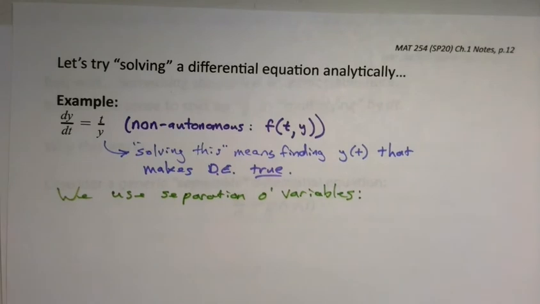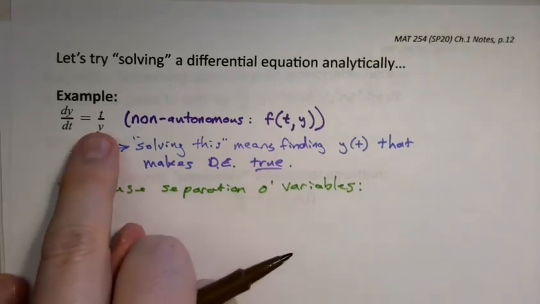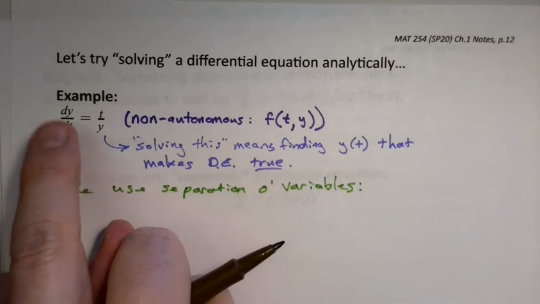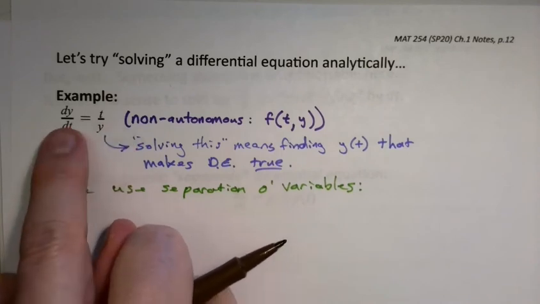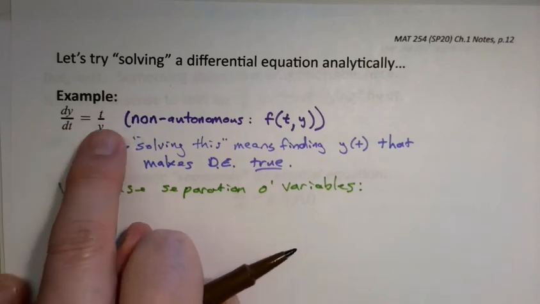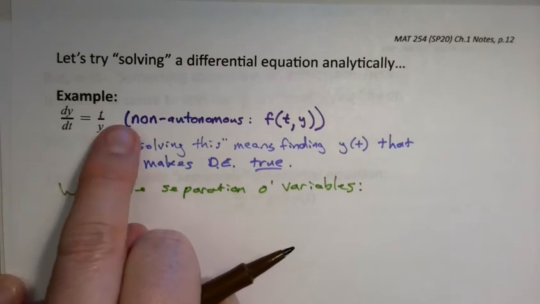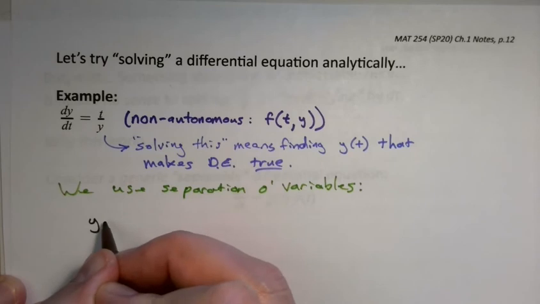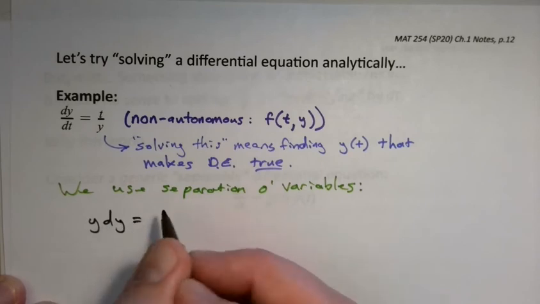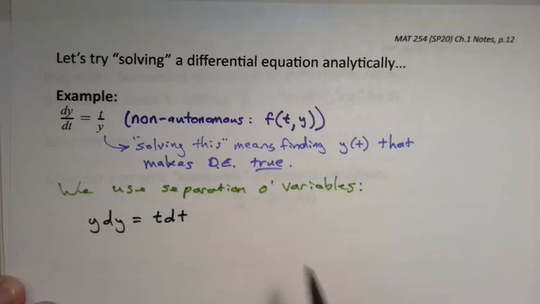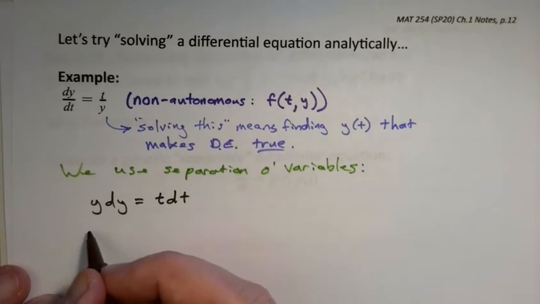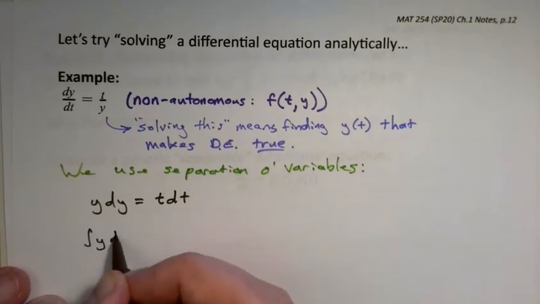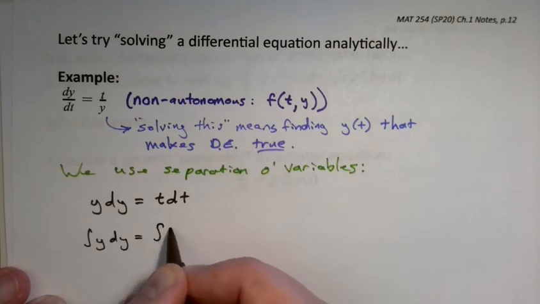And so what does that look like? Well, we start by moving our y's to one side and our t's to the other. And that includes the differential. So I'm going to multiply both sides by y and multiply both sides by dt. And so I wind up with y dy equals t dt. And you're like, oh, that's nice. And now I can integrate both sides. So I'm going to integrate this side, and I'm going to integrate this side.